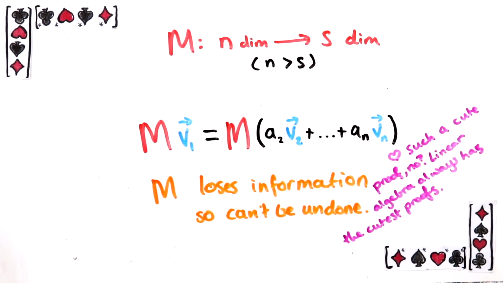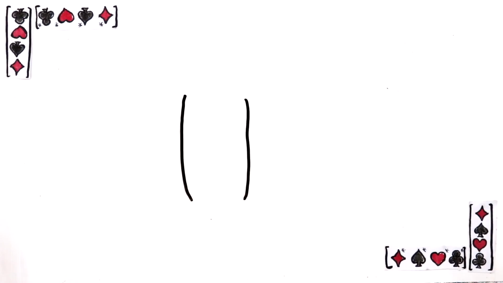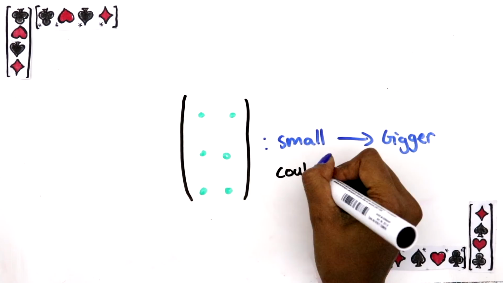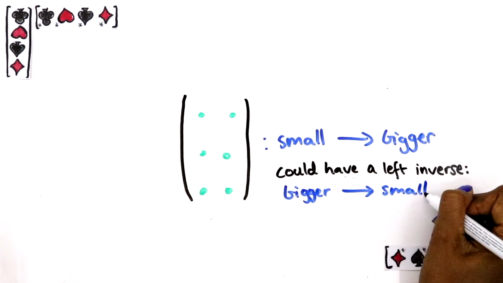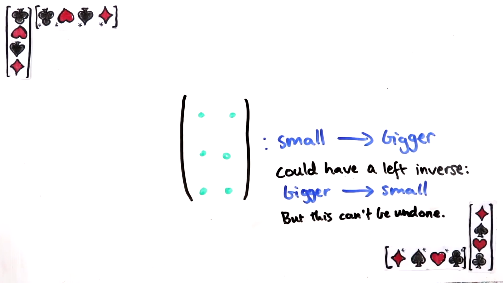What we've just shown is that a non-square matrix, i.e. one going from a bigger space to a smaller space or vice versa, has no inverse. If it's from a smaller space to a bigger space, it might have a left inverse, but this left inverse itself goes from big to small, and so it can't be undone.